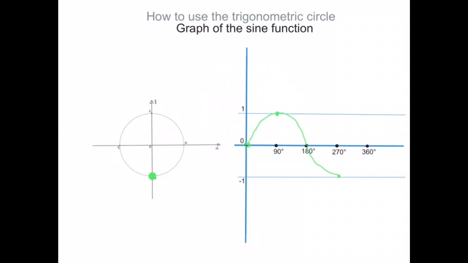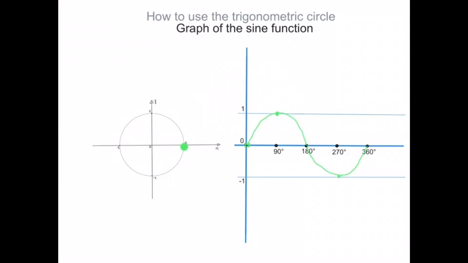And finally, from 270 to 360, the point moves back up like this. So its y-coordinate starts from minus 1 to finish at 0 after one complete turn. That is to say 360 degrees, and the curve can be finished like that. And this way, we've obtained the graph of the sine function in between 0 and 360 degrees.